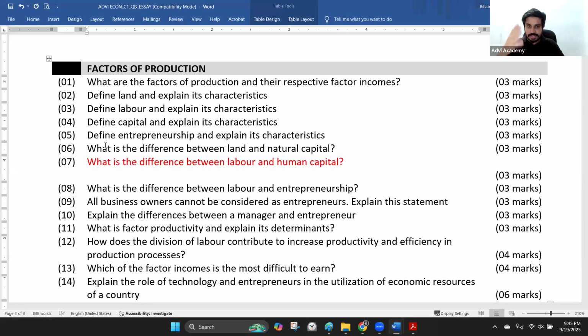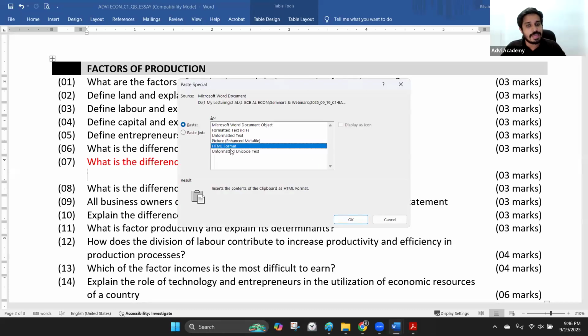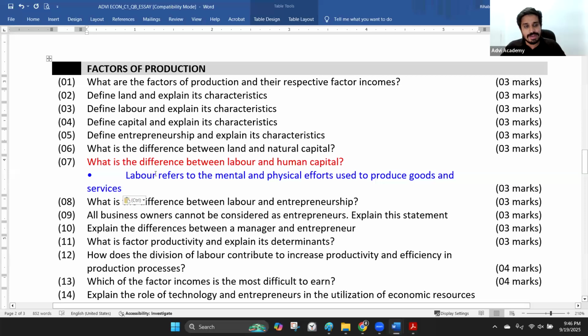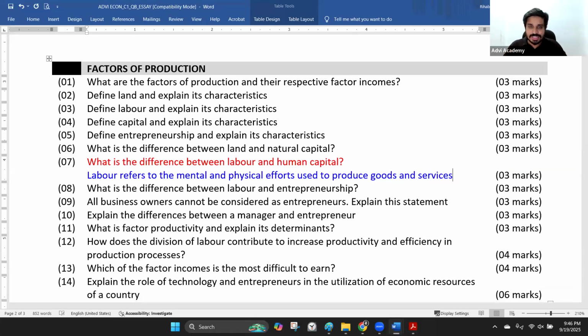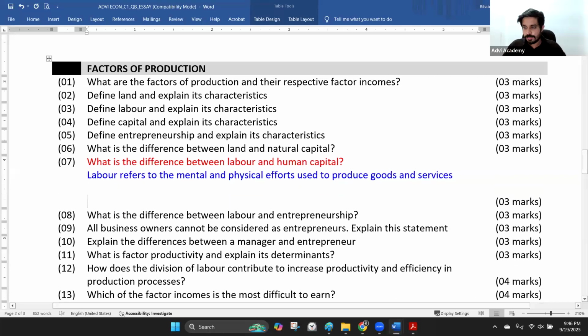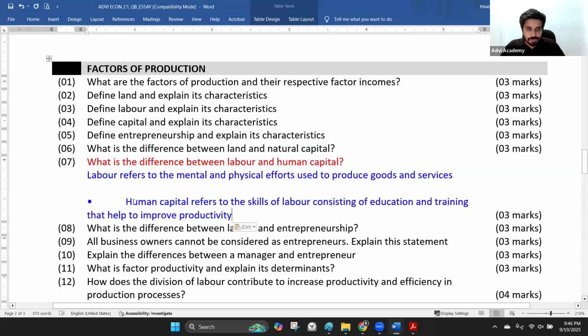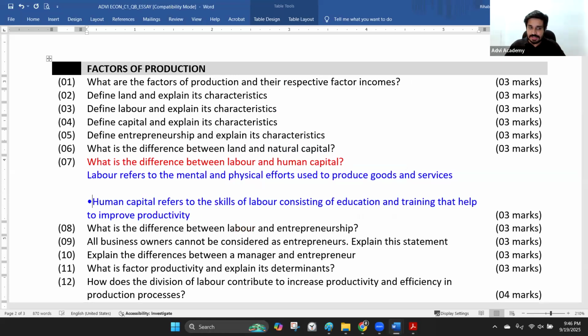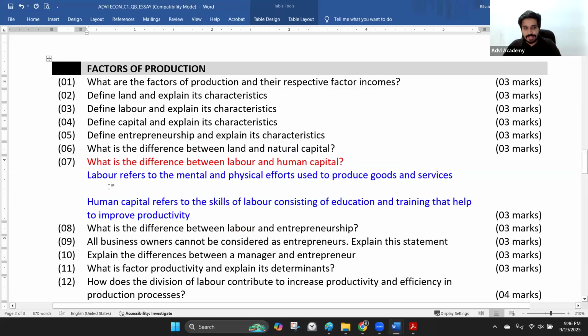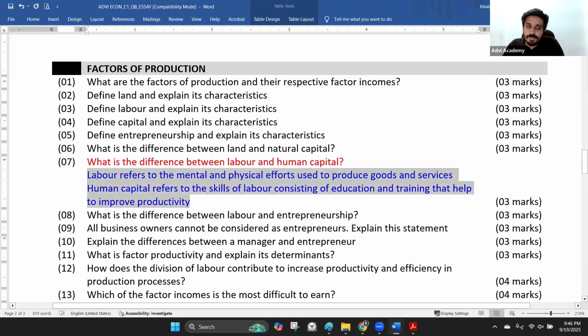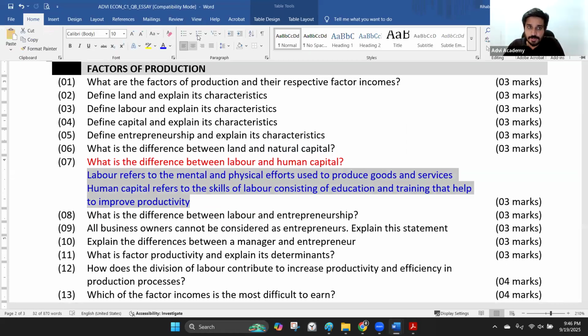In the interest of time, I will tell you how to answer this. First and foremost, if a question like this comes, you start off with the definition for labor. What is the definition for labor? Labor refers to the mental and physical efforts of humans. Human capital refers to what? Human capital refers to the skills of labor, consisting of education, that can improve productivity. End of the day, that is what human capital means.